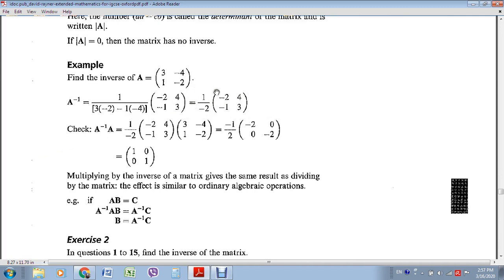Now you can check this. When you multiply this A inverse by the original matrix A, the answer will be the identity matrix. So it means that this is the correct answer.